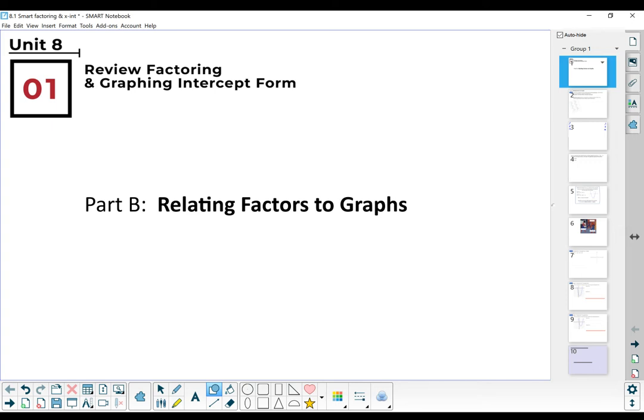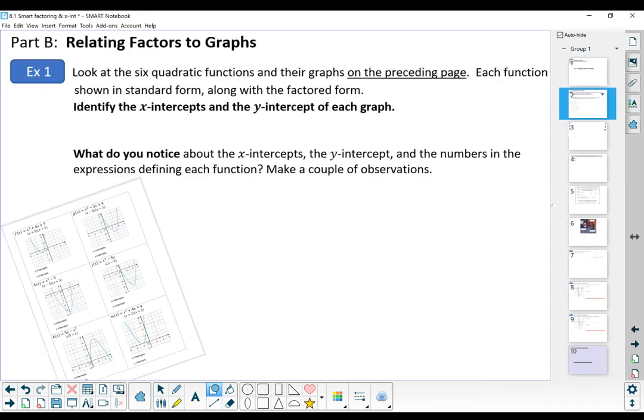Hello, Math 2. This is the second part of our lesson on factoring and intercept form. There are 6 graphs to look at on your paper if you have your notes, and each of those functions is shown in both standard form and factored form. I want you to look at them and identify the x and y intercepts from each graph and make some observations about the connection between the equations and the intercepts.